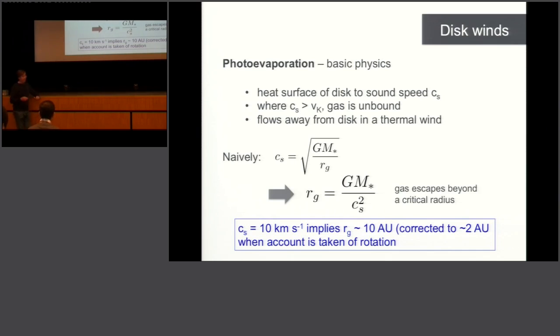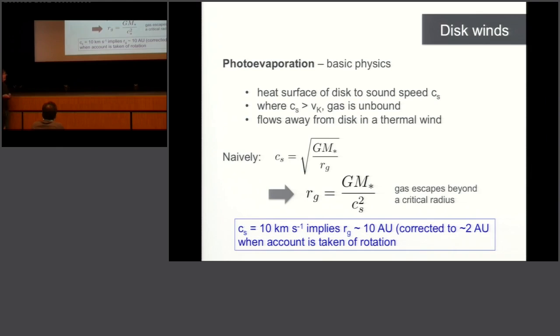And the idea in photoevaporation is that the surface of the disk is, by some process that we'll describe, heated to some sound speed Cs, which is relatively high. And the idea is that at some radii in the disk, the sound speed is greater than the Keplerian velocity, or roughly equivalently, the local escape velocity from the star.